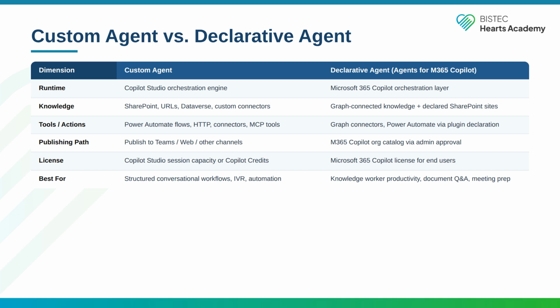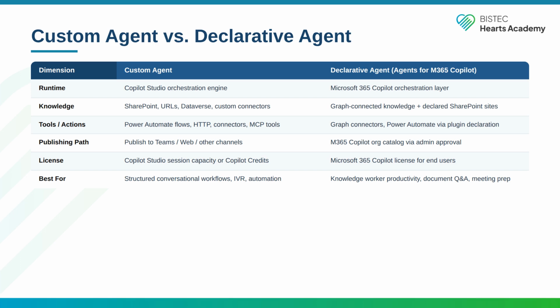Custom agents are best suited for structured conversational workflows, interactive voice response replacements, and automation-heavy scenarios where the conversation flow is precisely controlled. A declarative agent runs on the Microsoft 365 Copilot orchestration layer. It extends M365 Copilot rather than replacing it. Its knowledge model is graph-connected, SharePoint and Microsoft 365 content that M365 Copilot already accesses, plus declared SharePoint sites. Tools are called via plugin declaration.